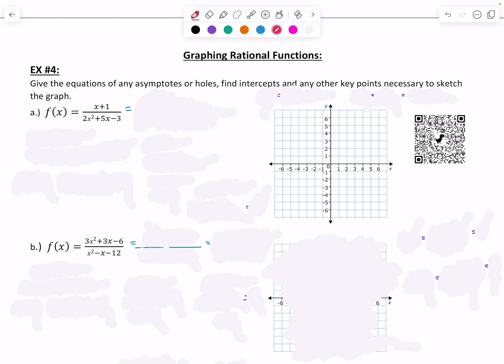So let's look at example number 4a. We have this rational function. Let's first start off by factoring it so we can see all the little factors or pieces so that we can pick out those characteristics, holes and asymptotes. So pause the video. I want you to factor the numerator and the denominator of this rational function.